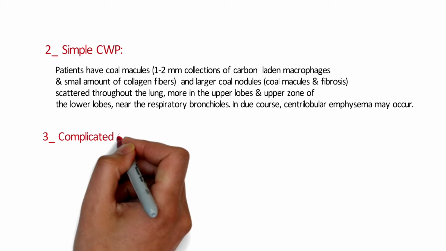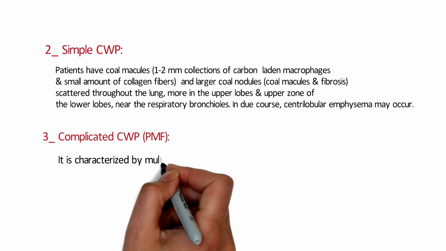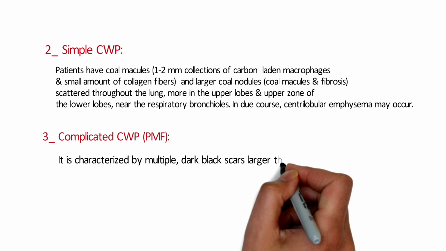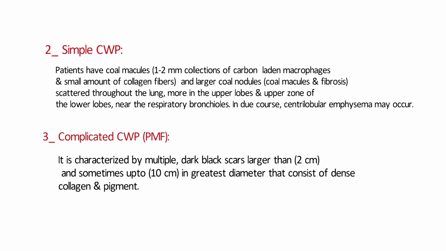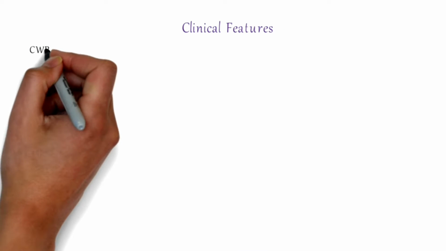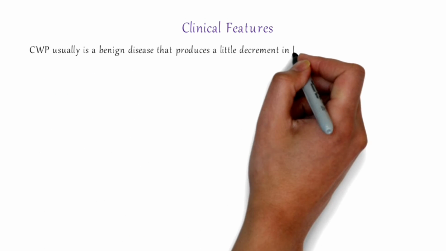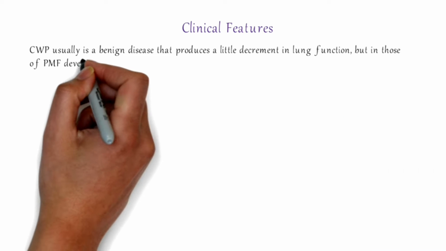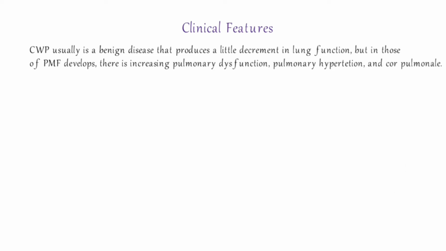Third, complicated coal worker pneumoconiosis (PMF). It is characterized by multiple dark black scars larger than 2 centimeters, and sometimes up to 10 centimeters in greatest diameter, that consist of dense collagen and pigment. The clinical features: coal worker pneumoconiosis usually is a benign disease that produces a little decrement in lung function, but if PMF develops, there is increasing pulmonary dysfunction, pulmonary hypertension, and cor pulmonale.